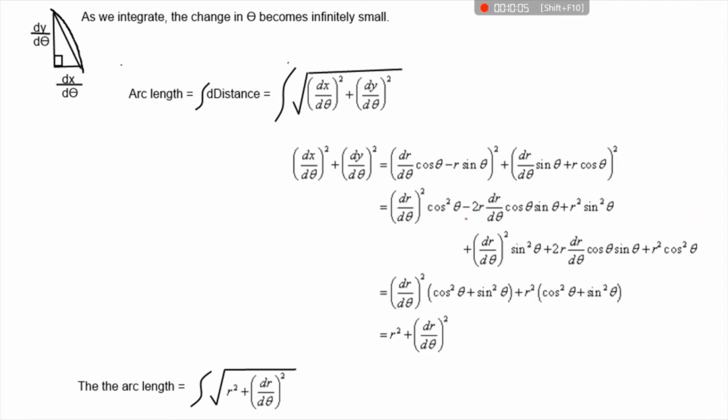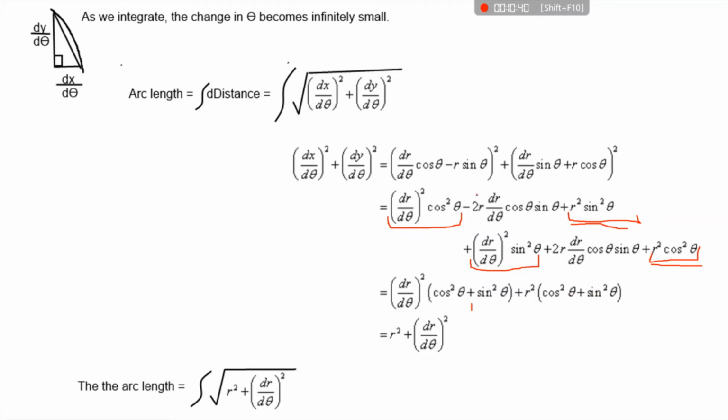Okay, if we group these, so right now I've got dr over d theta squared that I can put together. So for this term and this term, if I group those, I can factor out my dr over d theta squared, and I'll end up with cosine squared theta plus sine squared theta, which is 1. If I group my terms that have r squared, the same thing happens. So here's r squared and r squared. So I can factor out my r squared, and I'll get cosine squared plus sine squared.